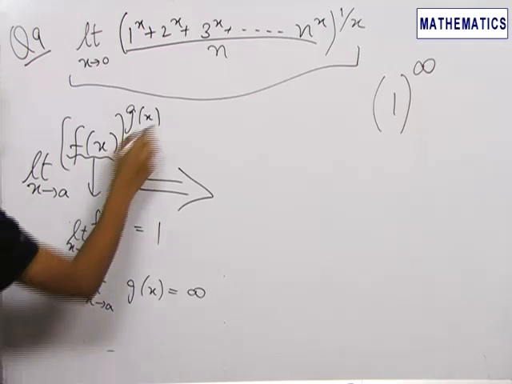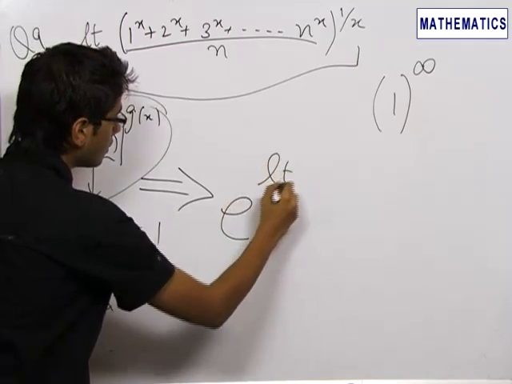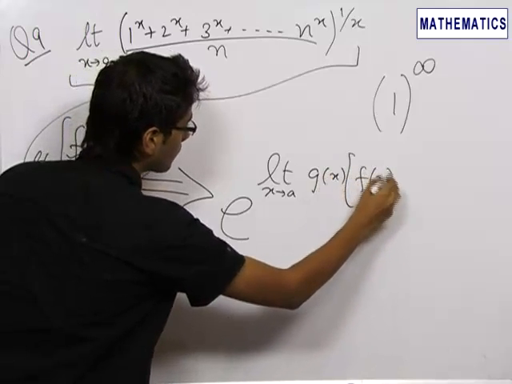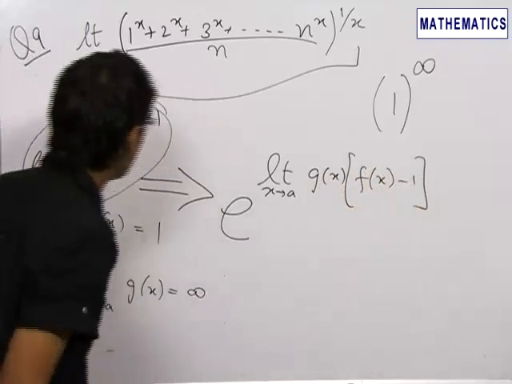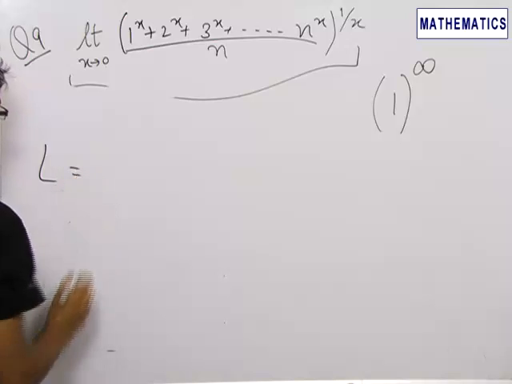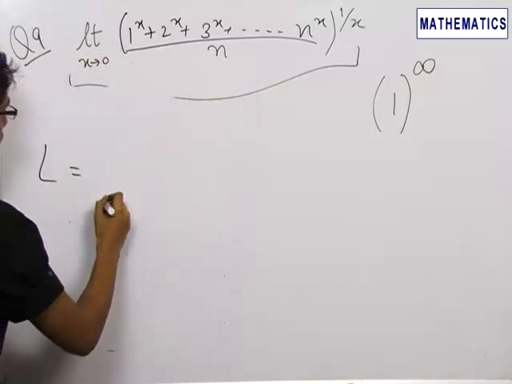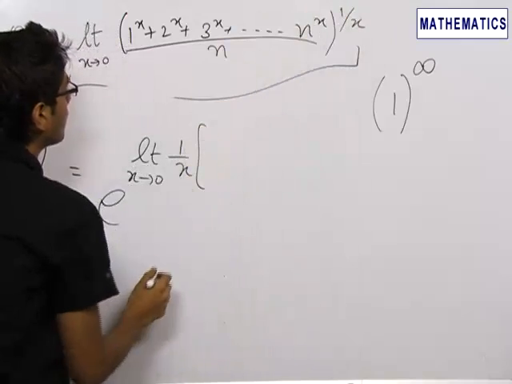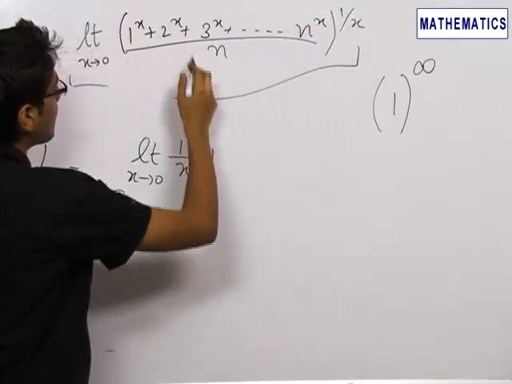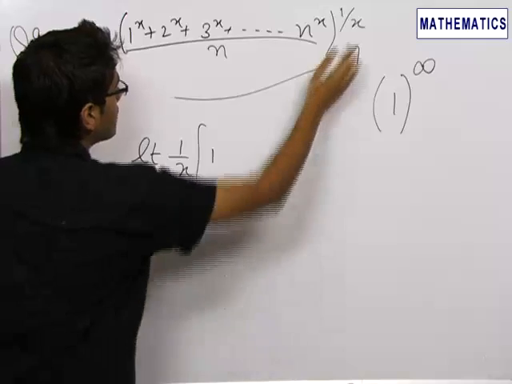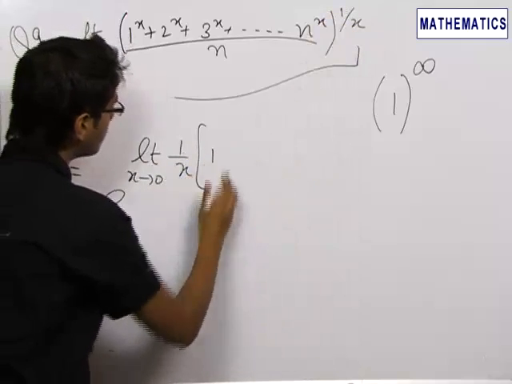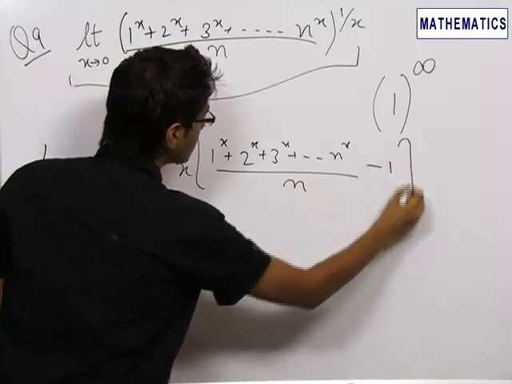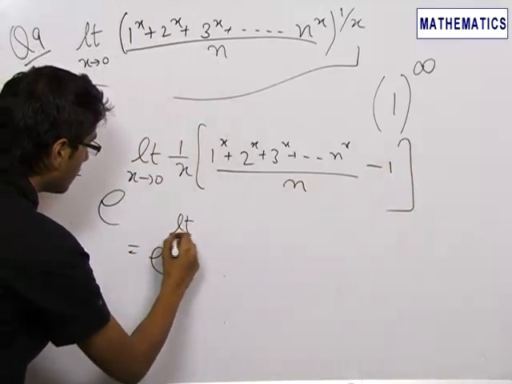The direct formula for solving these types of questions is e power limit x tending to a, we take this g of x outside the power, into f of x minus 1. So using the same formula for our question, let's say the limit of this function is capital L. It is equal to e power limit x tending to 0, this 1 by x coming out of the power, into our f of x, which is 1 power x plus 2 power x plus 3 power x up to n power x whole divided by n, and this is our g of x. So it is equal to g of x into f of x minus 1. So this becomes 1 power x plus 2 power x plus 3 power x up to n power x divided by n minus 1.